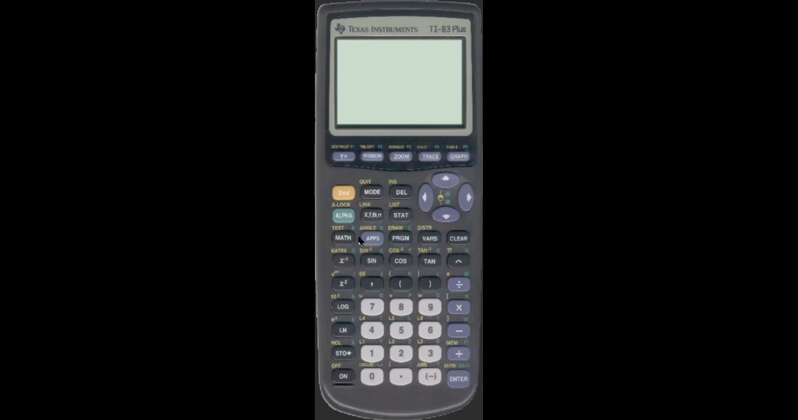So you're going to go to math. Nope, you're going to go to second matrix. And you're going to go to the right and edit A. And it's row by column. So this is 3 rows and it's 4 columns. And if you're wondering how many columns, it's always the number of variables plus 1. Okay. So there it is.